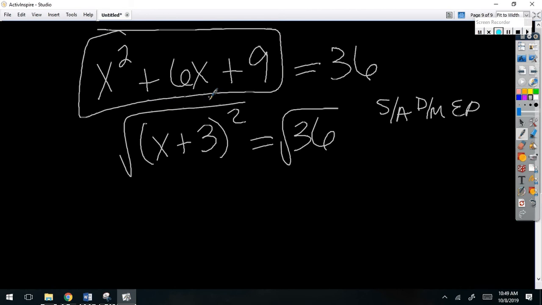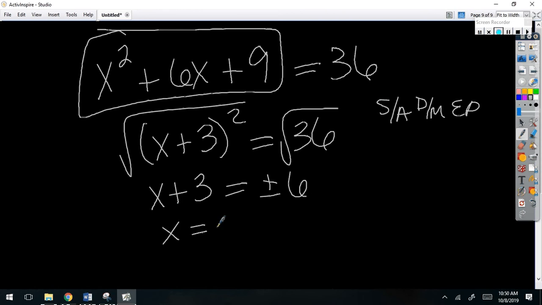If you FOIL it back out, it'll come back out. Factored form of that is x plus 3, x plus 3. So this gives me x plus 3 equals, what's the square root of 36? Plus or minus 6. Right? Think about those quadratics, and they're crossing that x-axis twice.